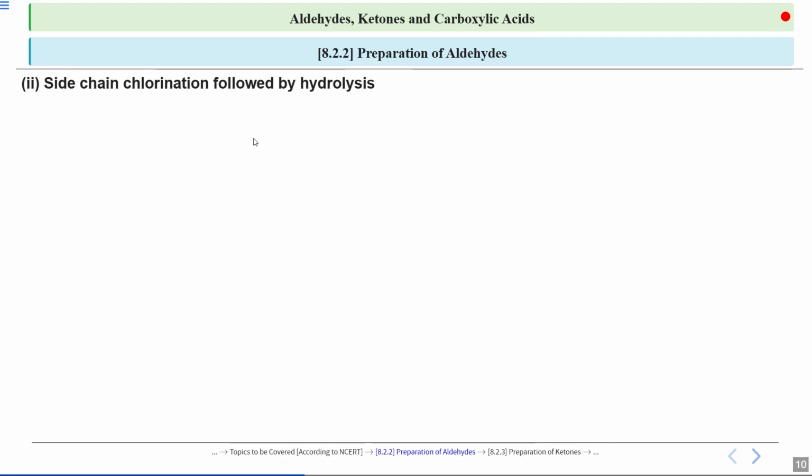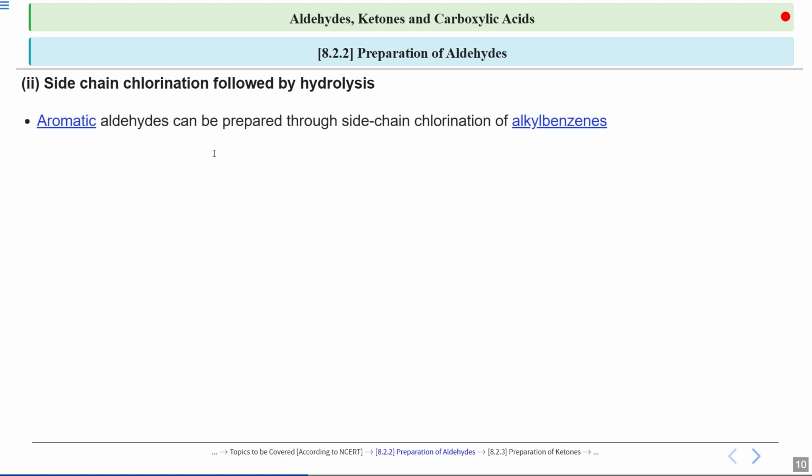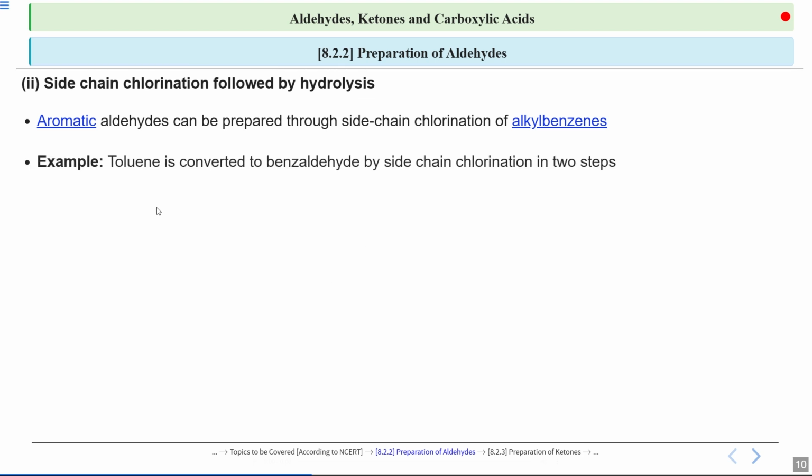Now we will see the second one, which is side chain chlorination followed by hydrolysis. Aromatic aldehydes can be prepared through side chain chlorination of alkyl benzene. This process involves adding chlorine to the side chain of an aromatic compound. For example, toluene, a simple aromatic compound, can be converted into benzaldehyde by side chain chlorination. This transformation involves a two-step process.